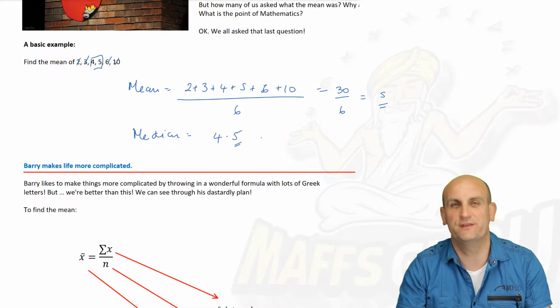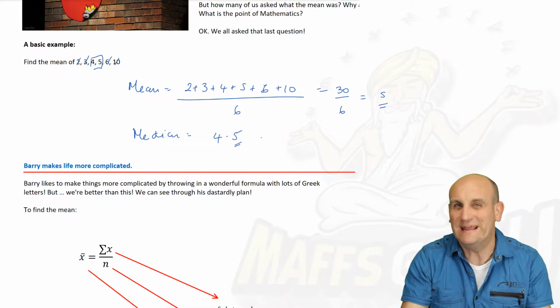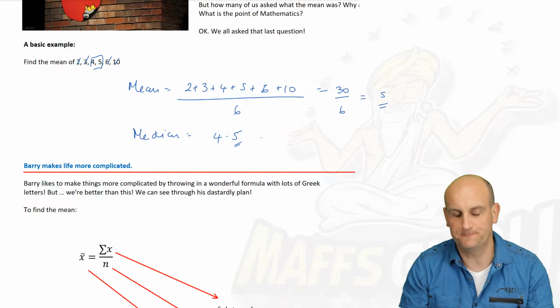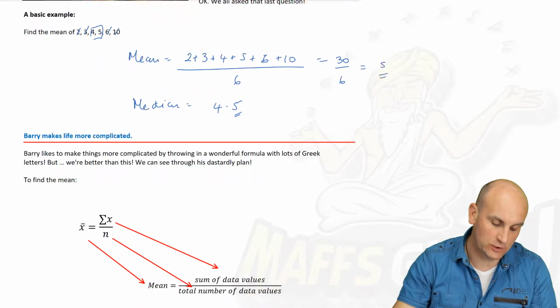Now, obviously, they're not the same. So which mean or which average of centre are we going to use? Do we use the mean or do we use the median? That's coming up, I promise you, but it's a good question to ask.